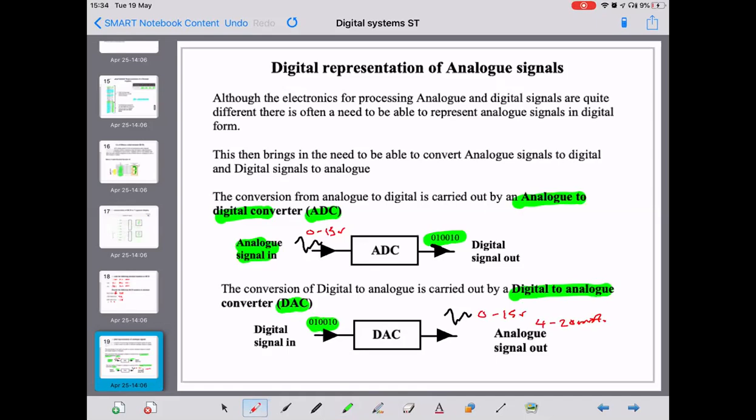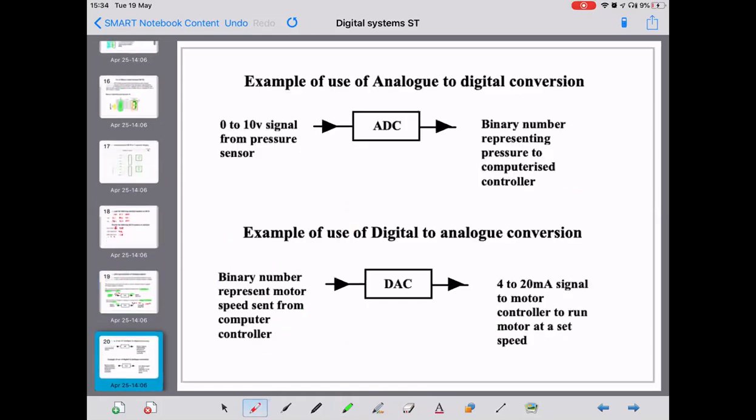So that's the overview of what analog to digital and digital to analog conversion is. For example, we can take a 0 to 10 volt signal from a pressure sensor. It can be anywhere between those two limits of 0 and 10 volts. We can use an ADC, an analog to digital converter, to convert that into a binary number of a given number of bits. We'll look at that in a minute, about how you might choose a particular number of bits to represent the pressure to a computerized controller.